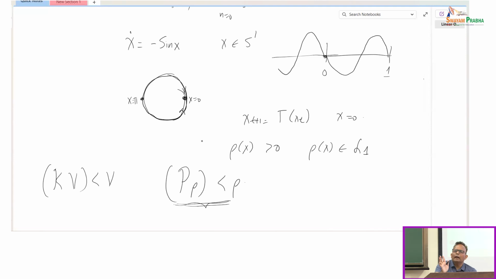Rho is a density function. No, it's not a probability density function. It's called a density function; rho is just an L1 function, an integrable function. P rho is also some function. The inequality as written is pointwise. We can also write it in a measure sense. This inequality is true almost everywhere, because this is all in the almost everywhere sense.